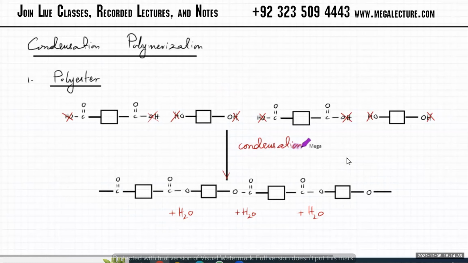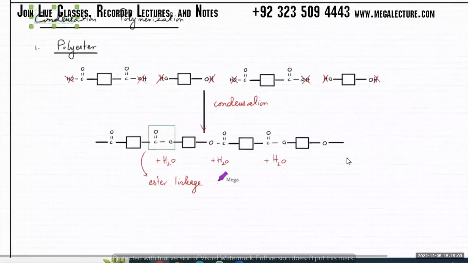And every time what you get is you get an ester link. That's why it's called a polyester. ठीक है, तो हर जगह an ester link is going to get produced. So this would be known as an ester linkage. So that's polyester.